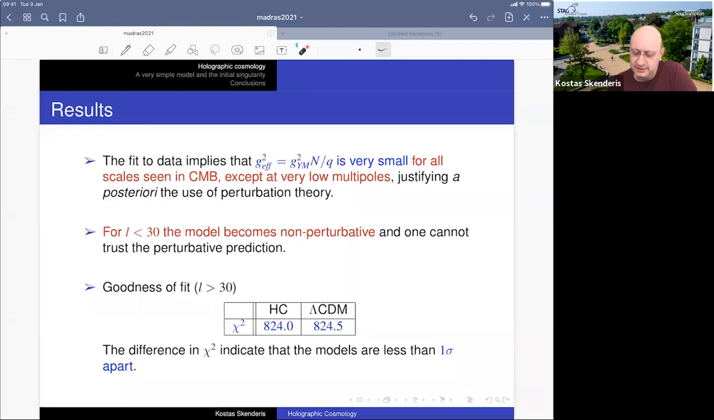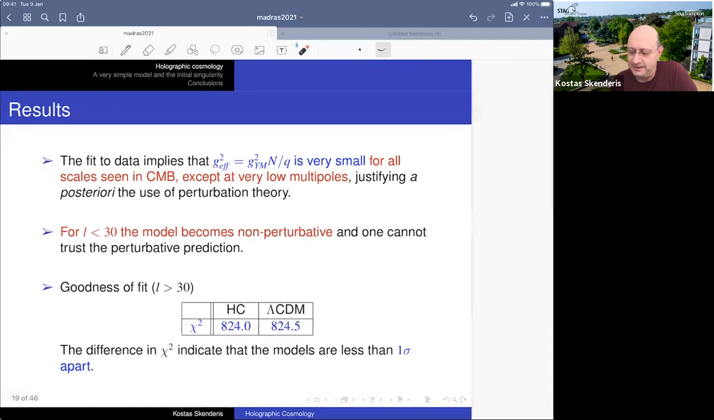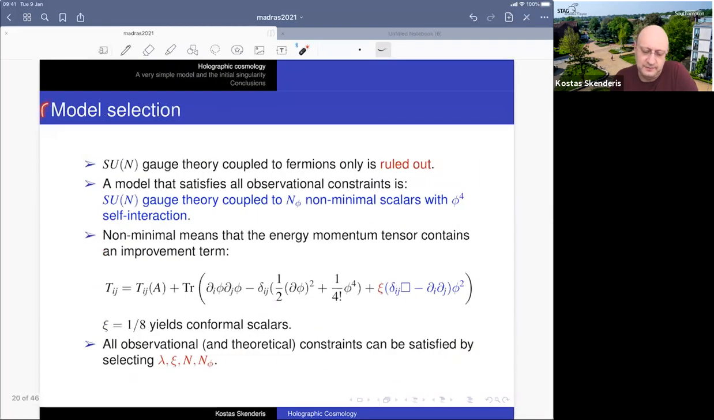Okay, so now, the fit data gave the best fit parameters. And then one can ask, are there specific models? Does this data exclude or rule in some of the models I described earlier? So this is kind of a model selection. And indeed, the data is strong enough to rule out some theories and rule in some other ones.